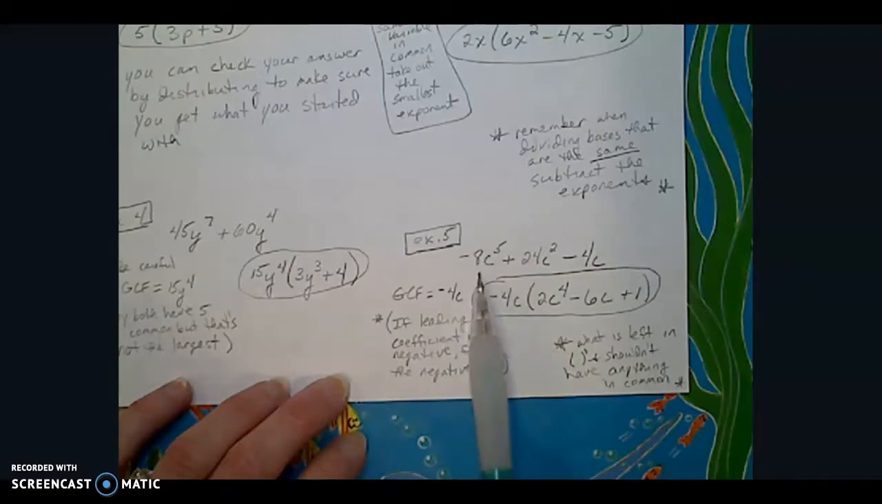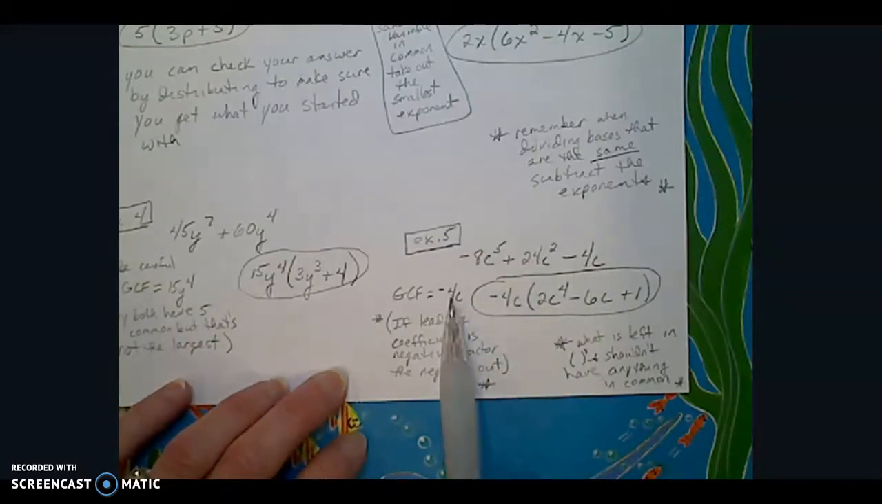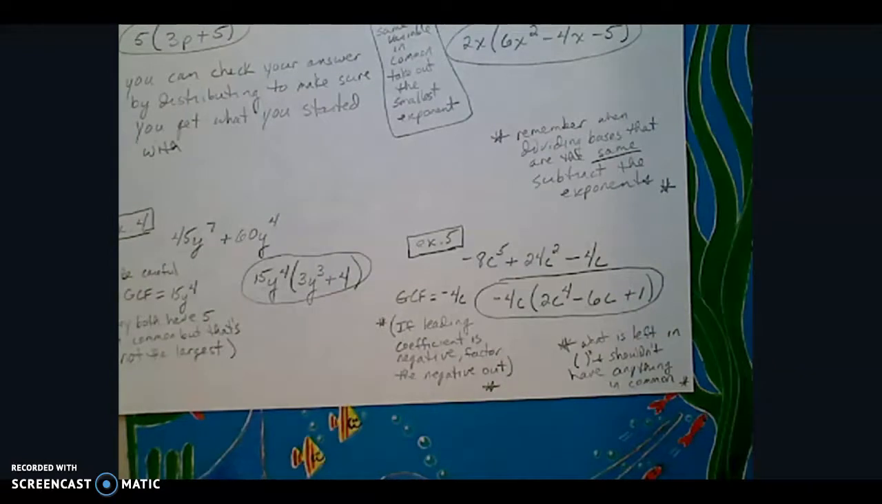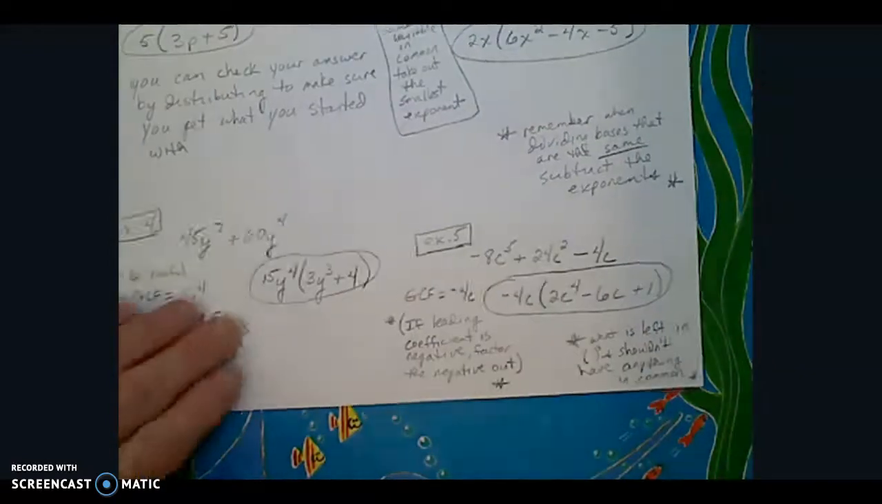Okay, so in this case, 8, 24, and 4, the greatest common factor is 4, but since the leading coefficient is negative, I'm going to take out a negative 4. And they all have a c, smallest exponent is 1, so the GCF is negative 4c. So then when I divide, just make sure you're paying attention to a negative divided by negative, that's why I have a positive here. A positive divided by a negative, that's why I have a negative here. So pay attention to your signs as well when you're doing those problems, okay?